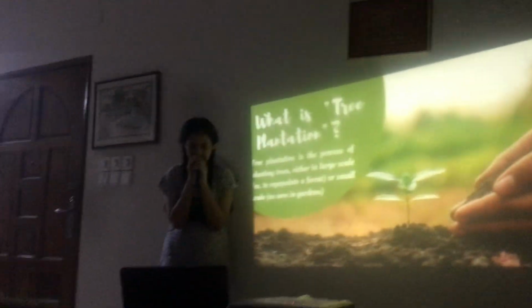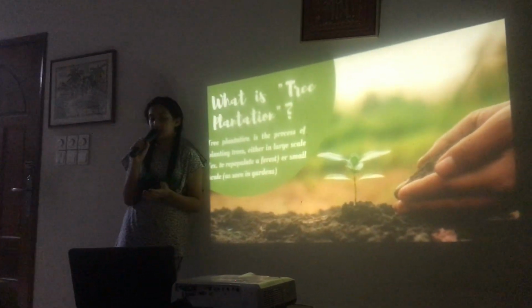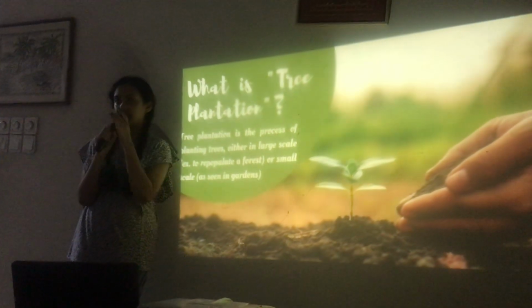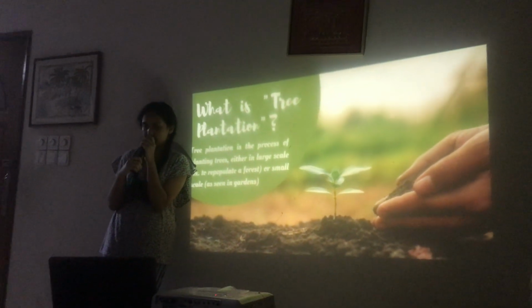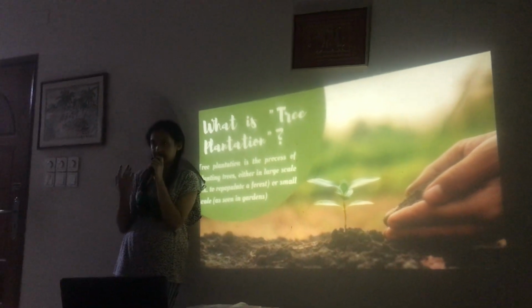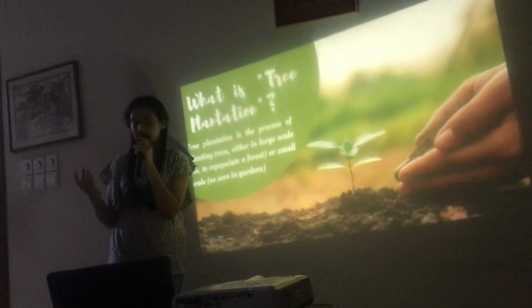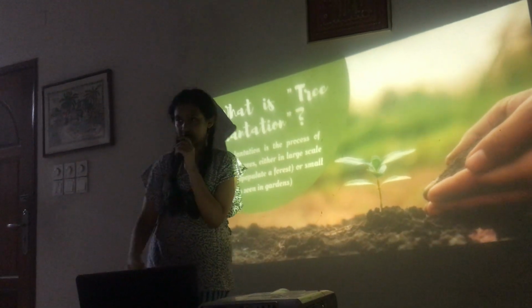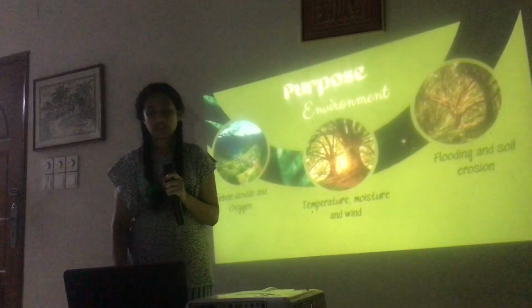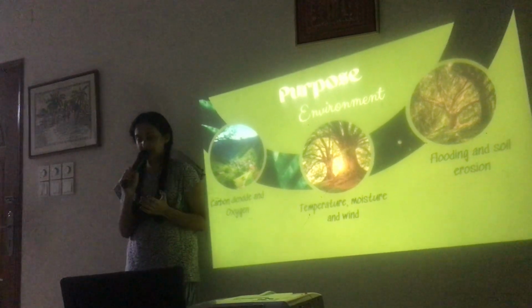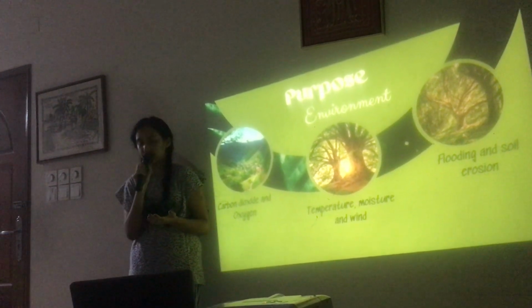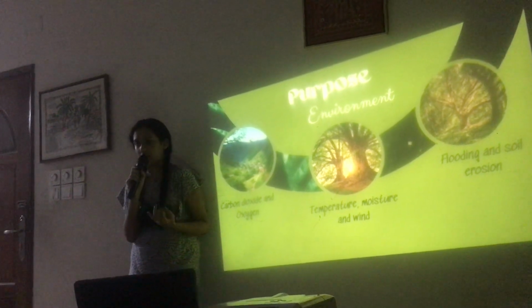What is tree plantation? Tree plantation is the process of planting trees, either on a large scale, such as a reforestation project, or on a small scale, as in gardens and indoors, like on the balcony. Purpose of tree plantation, there are many purposes. For environmental, the tree takes in carbon dioxide and gives oxygen.